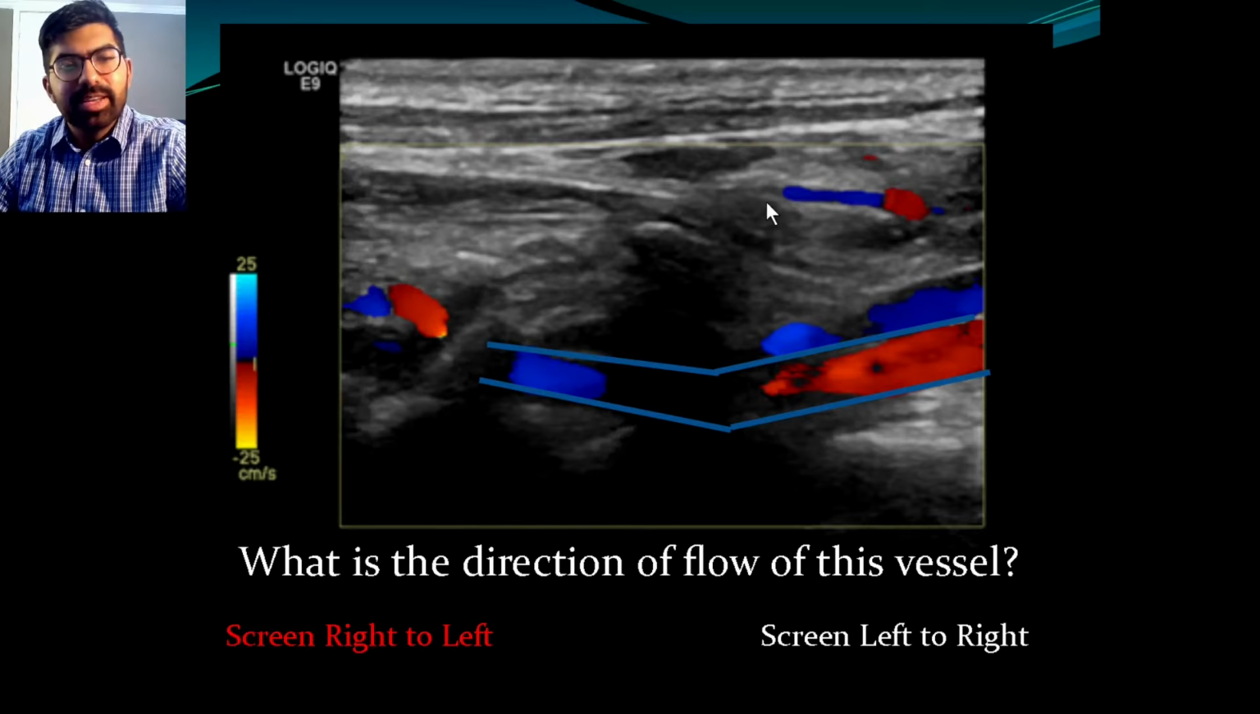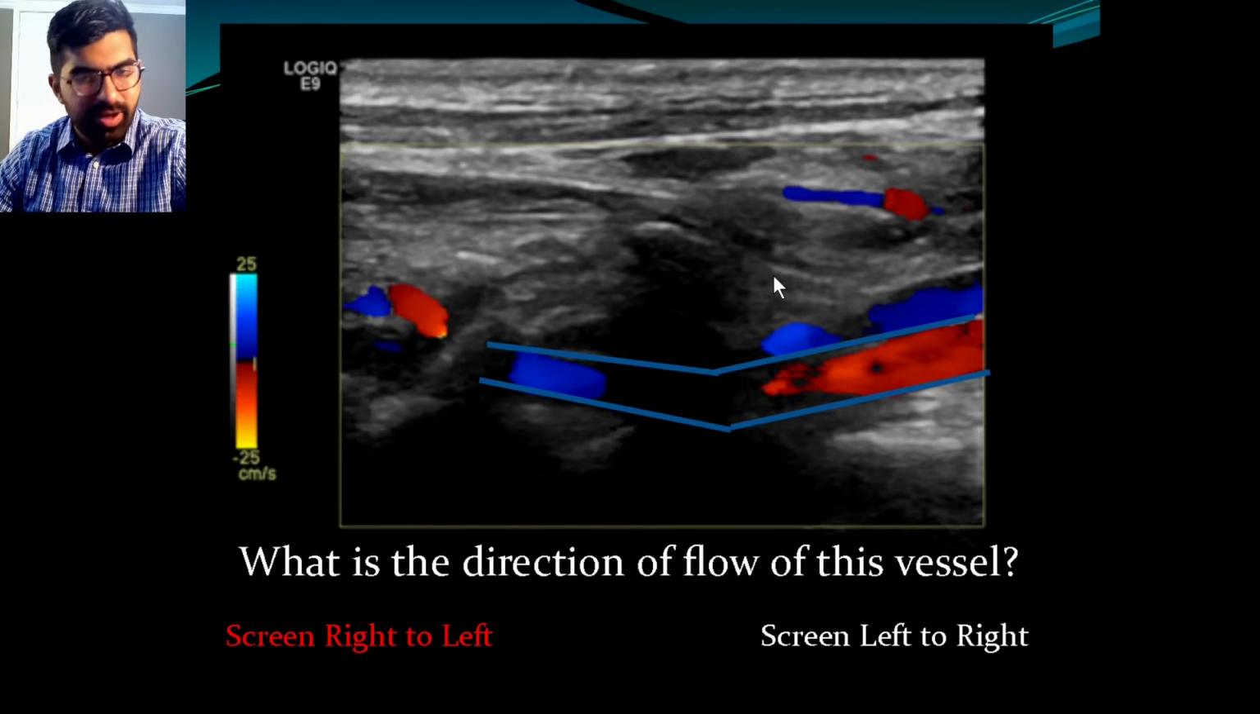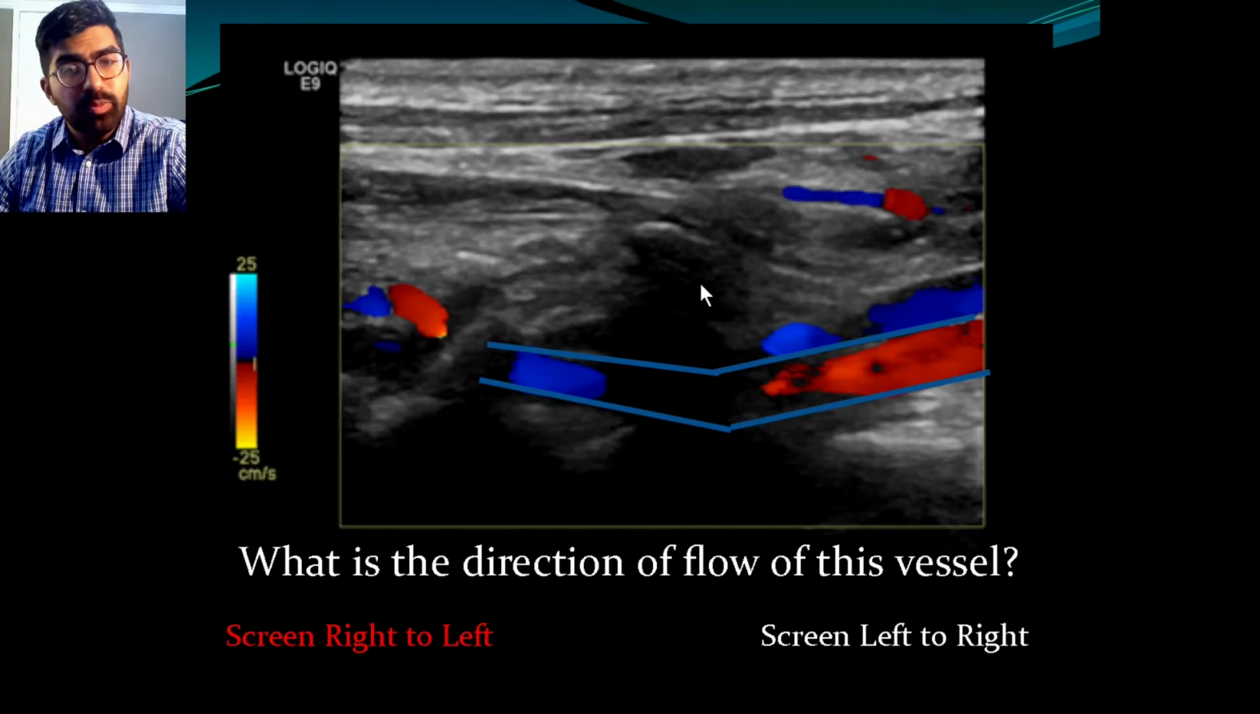And yeah, so if you guys decided it was screen right to screen left, you're 100% right. This is in fact the vertebral artery. And these are transverse processes, and this is a very common view that you may see of this vessel, where you may see the acoustic shadowing blanket out the vessel here, but you can deduce that this, as it's away from the probe, is going in this direction, and blue here, it's towards the probe, is going in this direction. So what makes most sense is going from screen right to screen left.